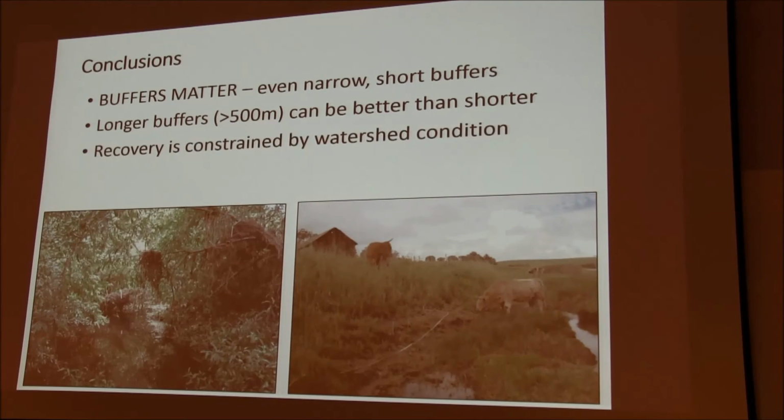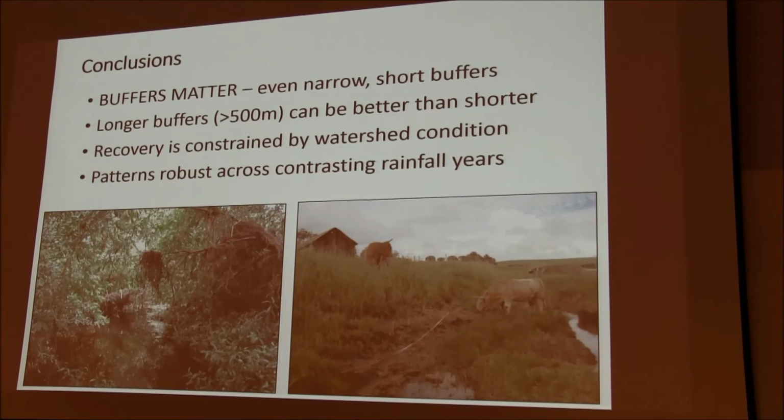We also found that in this landscape, some metrics did not respond at all to the restoration, and so it's important to be realistic about the gains that are likely to be achievable given the scale of restoration you can do and the resources and the initial condition of the stream. And then finally, we found that patterns were pretty robust across years of quite different rainfall.